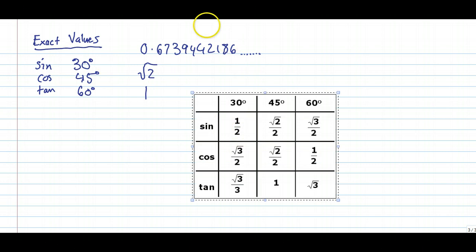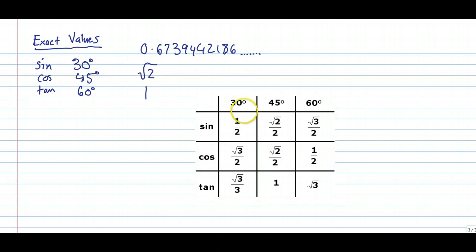Okay, and here are those exact values of the trigonometric identities. So the sine of 30 degrees will give you a half. The sine of 45 degrees will give you the square root of 2 over 2. The sine of 60 degrees will give you the square root of 3 over 2, and so on. And you can see how they would apply to cos and tan as well, and the results that you would get.